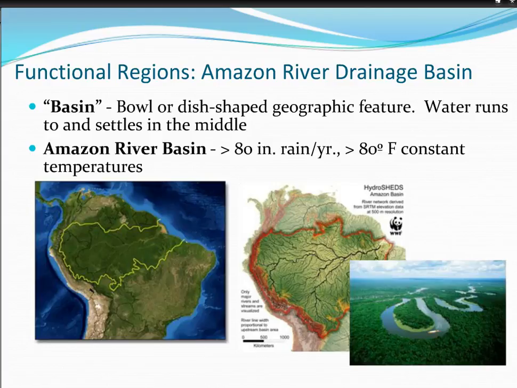And it's basically a bowl or dish-shaped geographic feature, and water runs to and settles in the middle. But that creates a specific ecology in that area that serves the inhabitants, whether they're in one country or another, in a particular way.